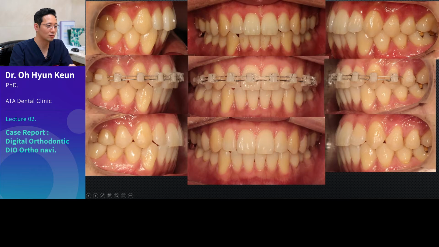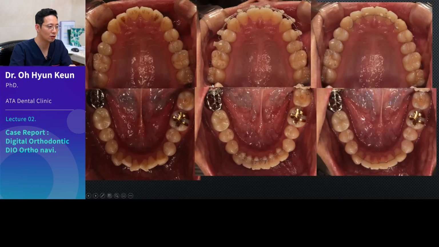Because we use double strands of wire, we can control torque or other things, such as vertical control well. Correcting from the outside for the top and from the inside for the bottom. Well, in this case, you can do both from outside.